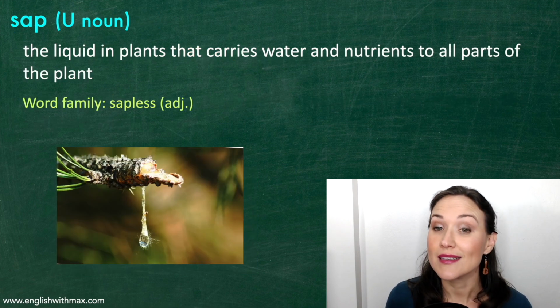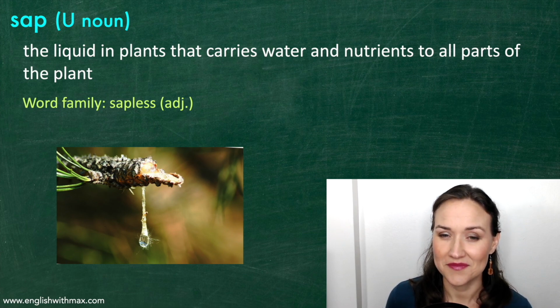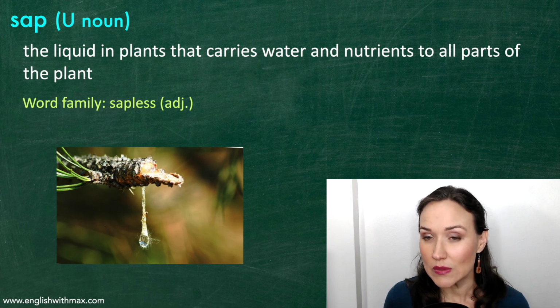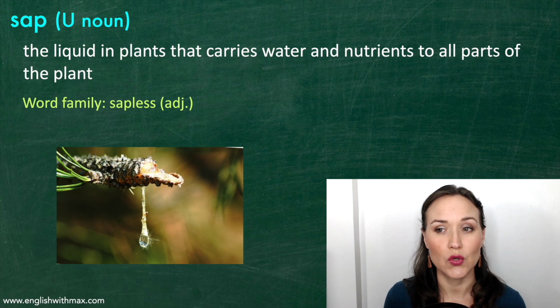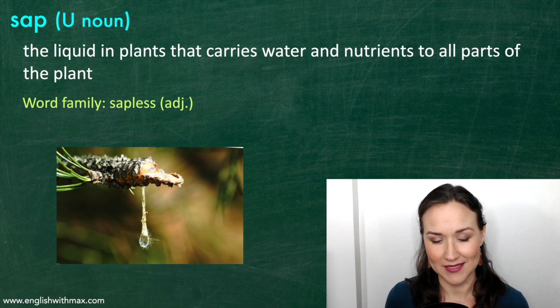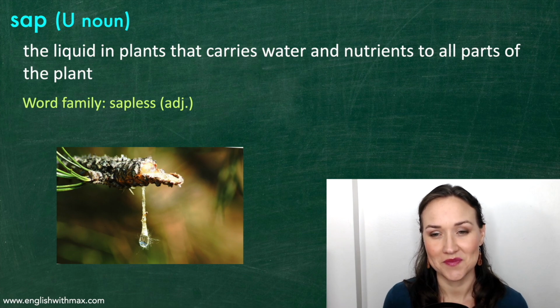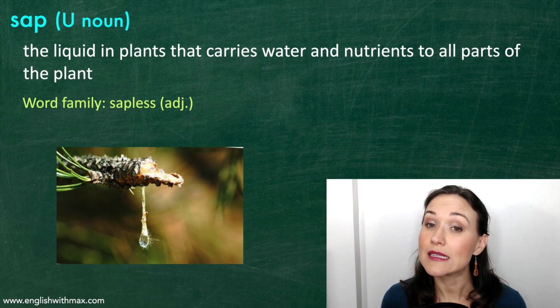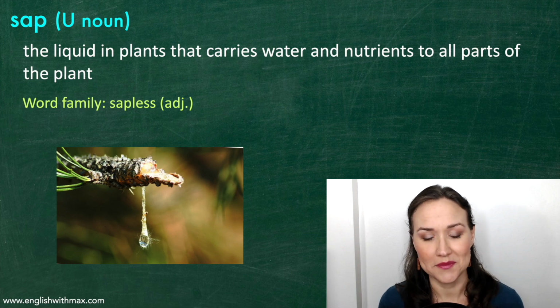The next word is sap. Sap. It's an uncountable noun. Sap is the liquid in plants that carries water and nutrients to all parts of the plant. It's what you can see in the picture there. The adjective is sapless, and that means without sap.